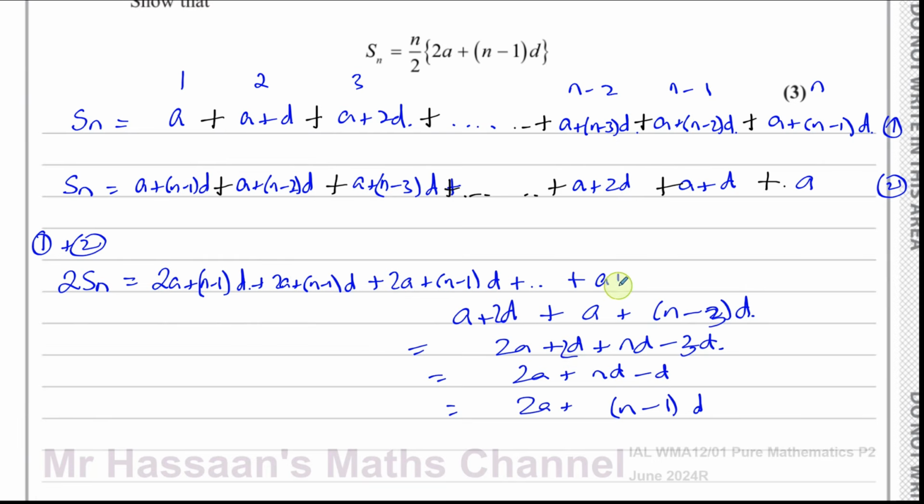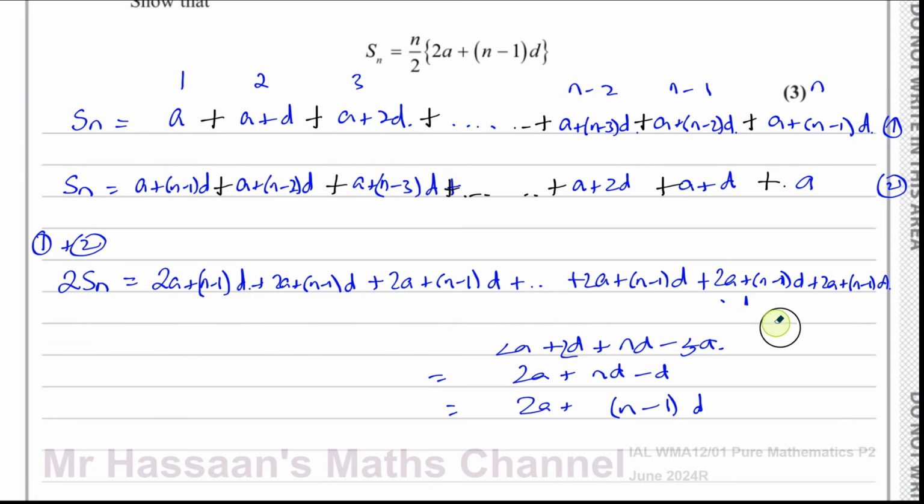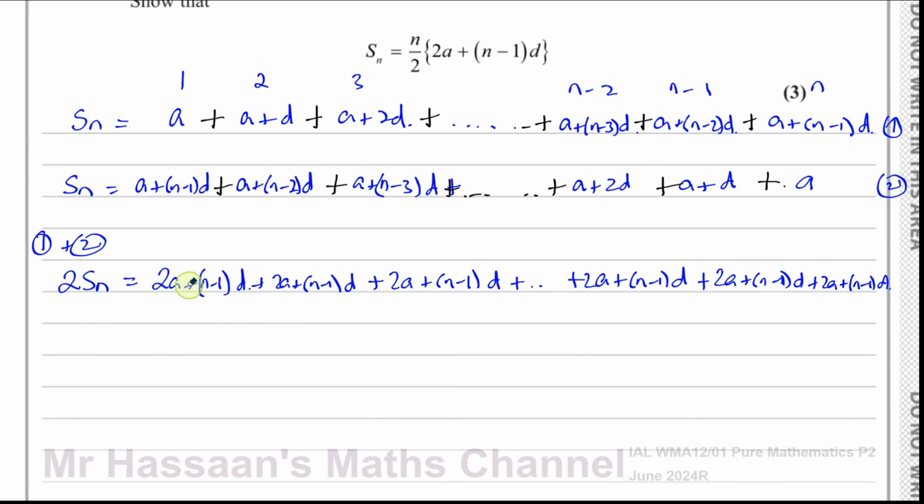So when I add these together, I'll get 2a plus n minus 1 times d, plus another 2a plus n minus 1 times d, plus 2a plus n minus 1 times d. Okay, so each of these give us exactly the same thing, just like when it was 1 to 100, we got 101 each time. Here we get 2a plus n minus 1 times d each time.